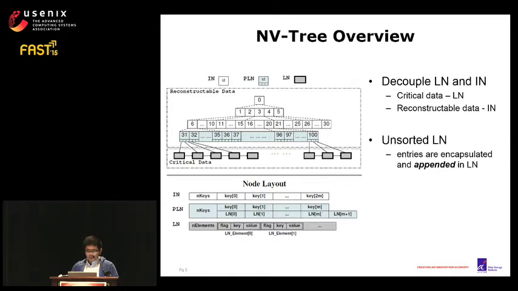In leaf nodes, entries are encapsulated, and more importantly, they are unsorted and always appended into a leaf node, so that the cacheline flushes can be significantly reduced. On the other hand, internal nodes are stored in a cache-optimized format, so they are stored in a consecutive memory space. They are cacheline aligned, and they are located without pointers and highly concurrent.